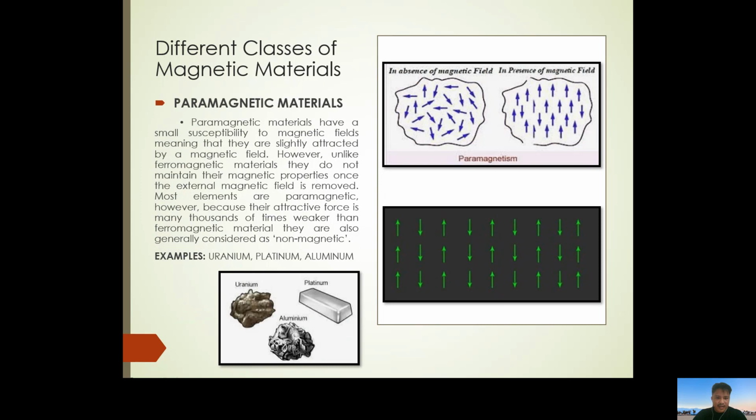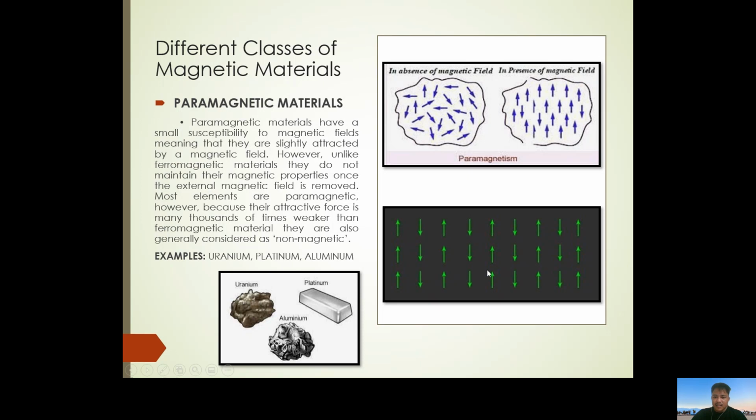Next is the paramagnetic material. Paramagnetic materials have a small susceptibility to magnetic fields, meaning that they are slightly attracted by a magnetic field. However, unlike ferromagnetic materials, they do not maintain their magnetic properties once the external magnetic field is removed. Most elements are paramagnetic. However, because their attractive force is many thousands of times weaker than ferromagnetic, they are also generally considered as non-magnetic. Uranium, platinum, and aluminum are examples of these paramagnetic materials.